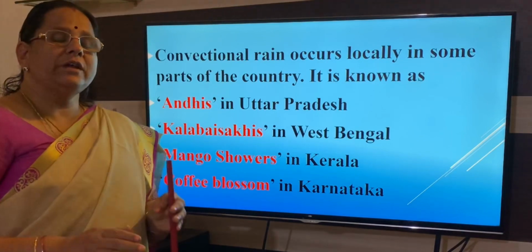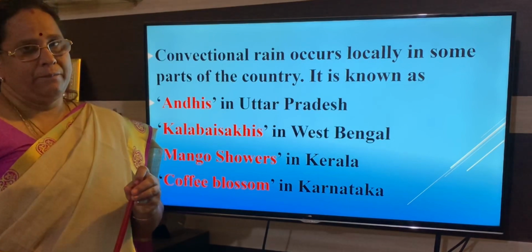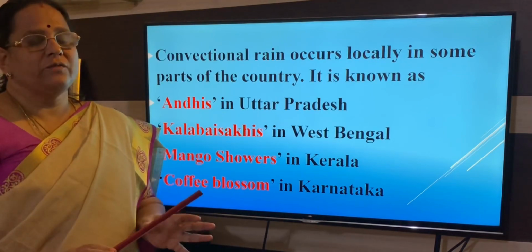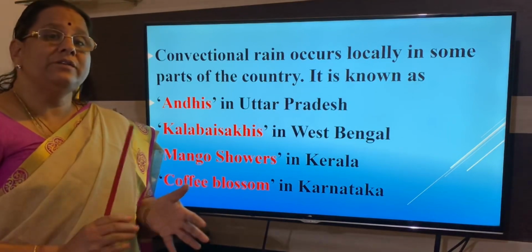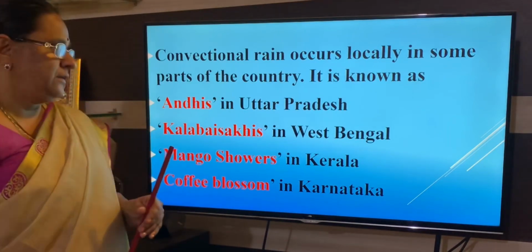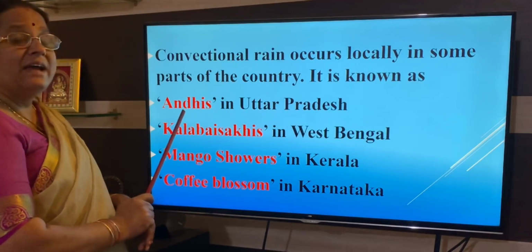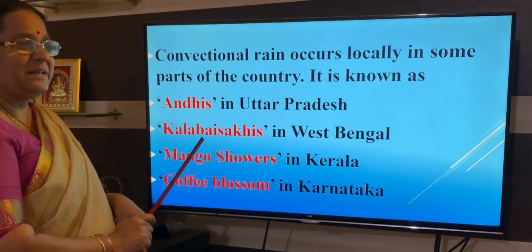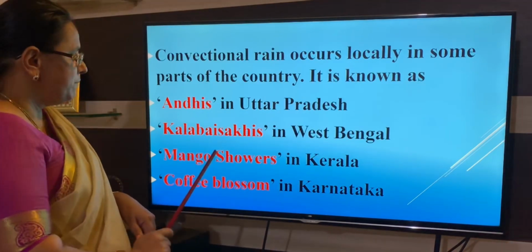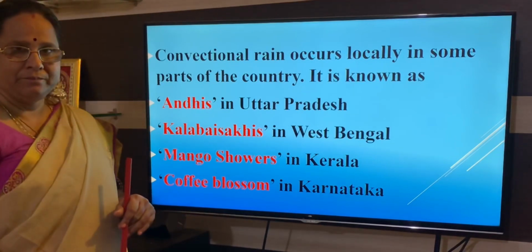The convectional rainfall occurs during the months of April and May. And you can see convectional rainfall only in a few places in India. And they are called by different names in different places. In Uttar Pradesh, it is called Andhi. In West Bengal, it is called Kala Baisakhi. In Kerala, mango shower. In Karnataka, coffee blossom.